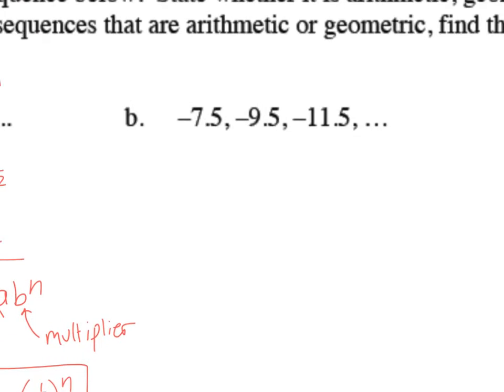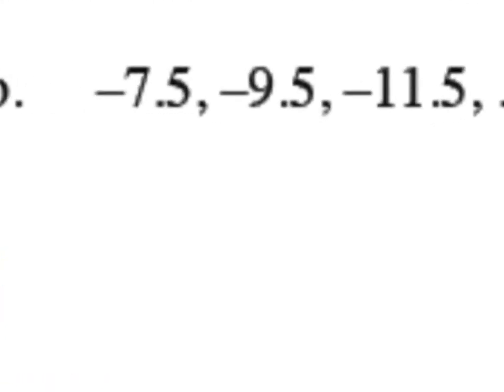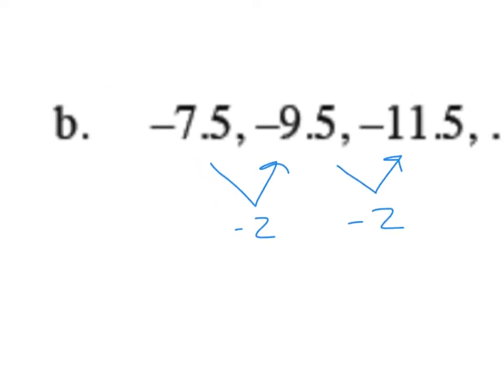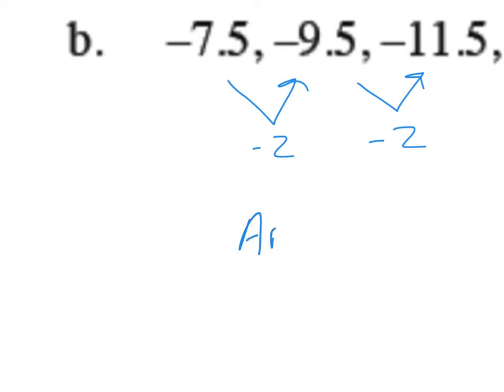Conversely, over here, this problem is not a geometric sequence. As hopefully you can recognize, we are not multiplying by the same value over and over again, but instead what we are doing is subtracting 2 in each instance to get from one term to the next term. And so we would refer to this type of sequence as arithmetic.